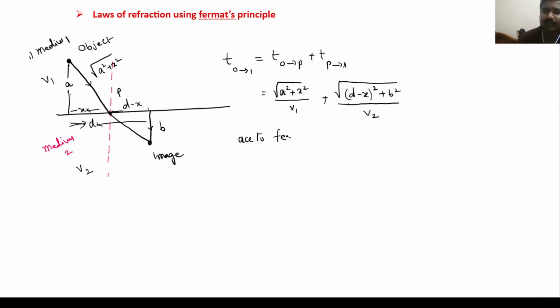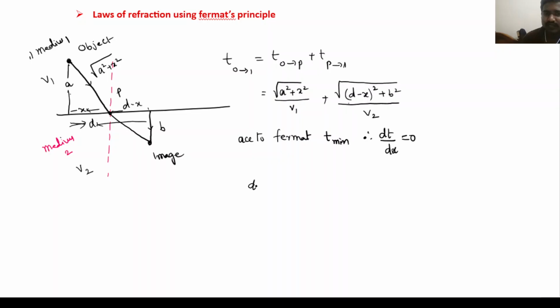According to Fermat, the time is minimum. But here time is a function of x. Therefore, dt by dx must equal 0. According to Fermat, t is minimum. Now the function t is a function of x. Therefore, you can take dt by dx equal to 0. Now you can differentiate on both sides.